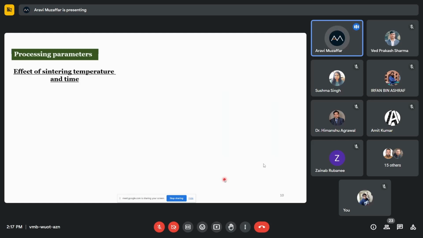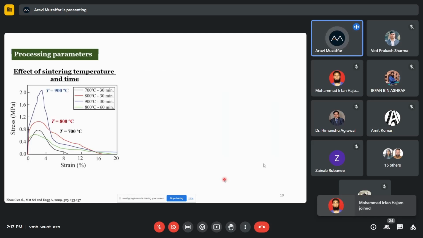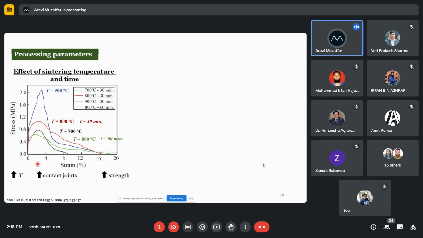So now for the processing parameters, that was about the structural parameters. In the processing parameters, as I already discussed, it is the sintering temperature and time. From this figure, we can see that if we take the networks and sinter them at different temperatures, with the increase in the temperature from 700 to 800 to 900, the strength also increases, right? And this is probably because of the increase in the contact joints. The fiber joints are increasing, therefore the overall strength is also increasing.